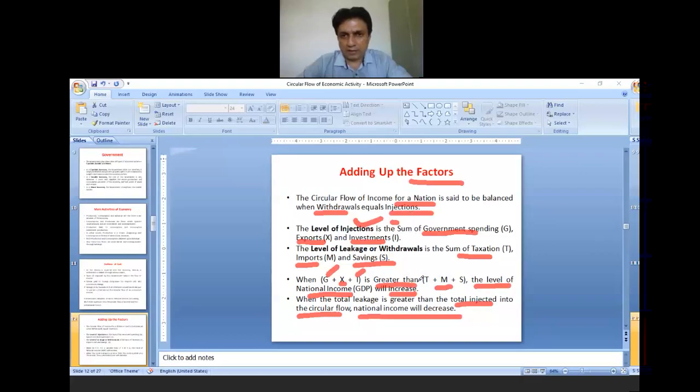So these are the factors. If G plus I plus H is greater than T plus M plus S, then the national income or the GDP will increase, and if this is less than, then the national income will decrease. So these are the factors on which the national income or the GDP will depend.